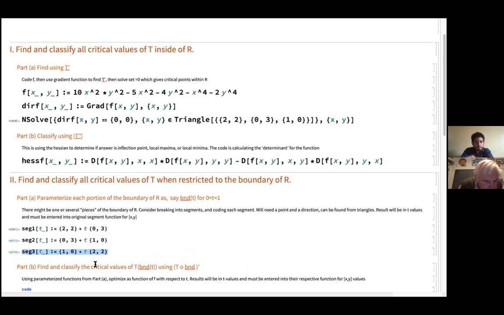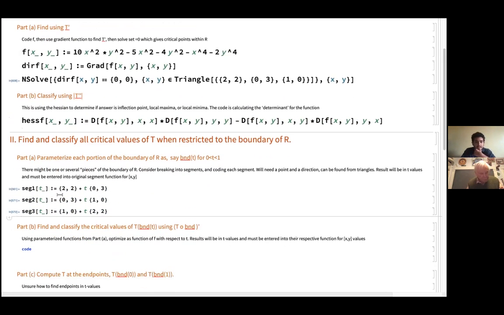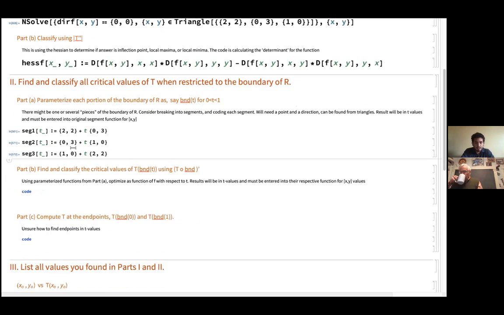So from what I gathered from the videos, the next step would be to segment them into lines, at least for the triangle. Which I can do, and I coded here. But then I'm not sure how to code, how to test them or how to set them equal to 0, which would be the next part.